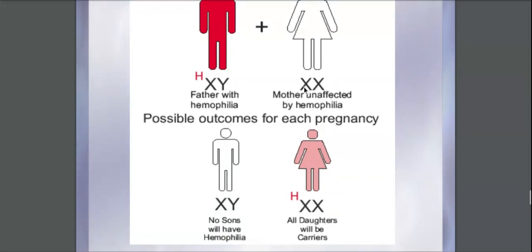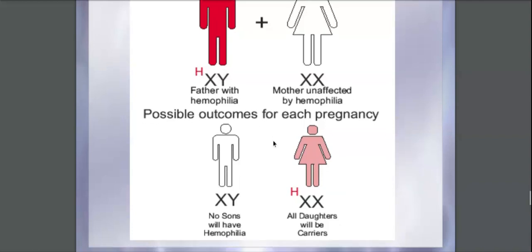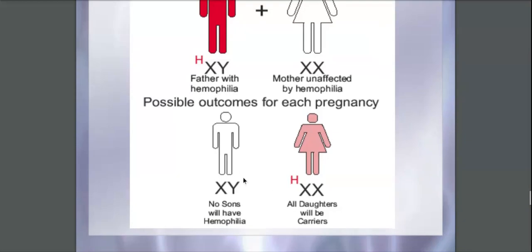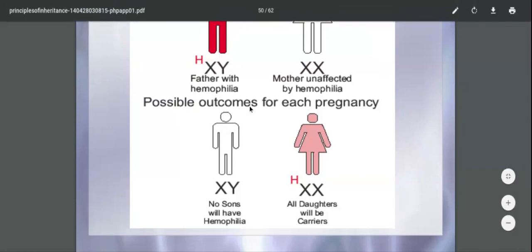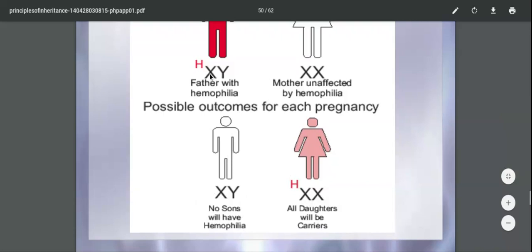So here you can see the mother doesn't have the recessive gene at all. The father is hemophilic because on the X chromosome the recessive gene is there. So what are the chances of the offspring here? The son born to this couple will definitely be normal, because you're taking a Y from the hemophilic father and an X from the normal mother. So here you don't have any recessive gene. Whereas the daughter will definitely be a carrier.